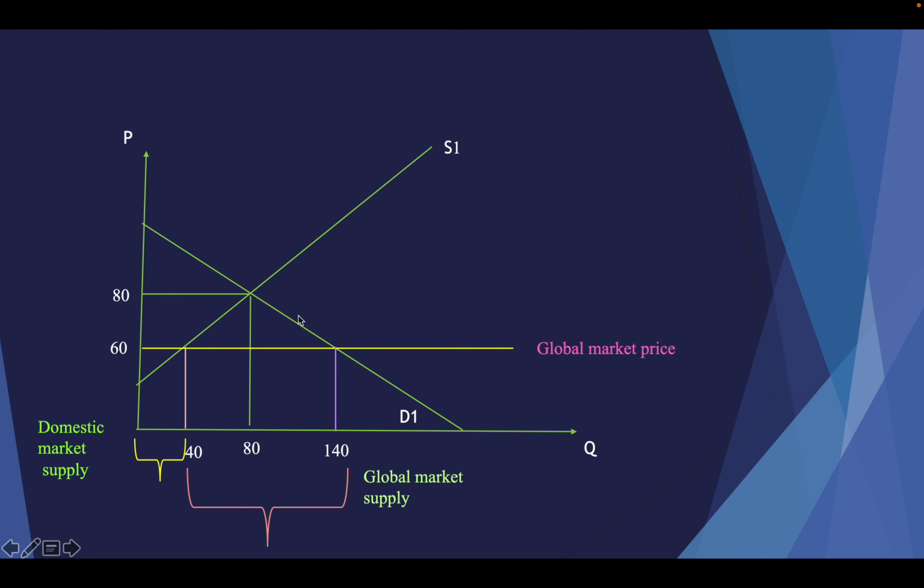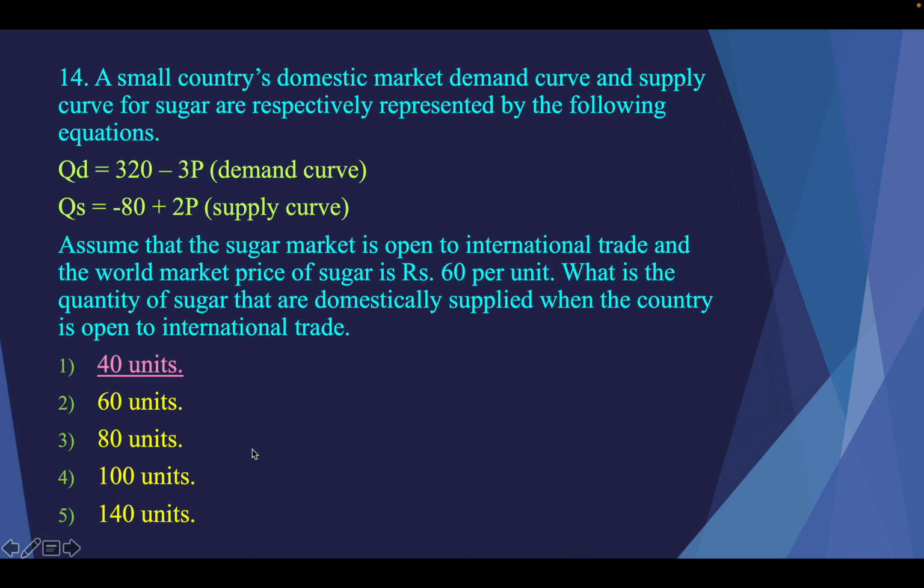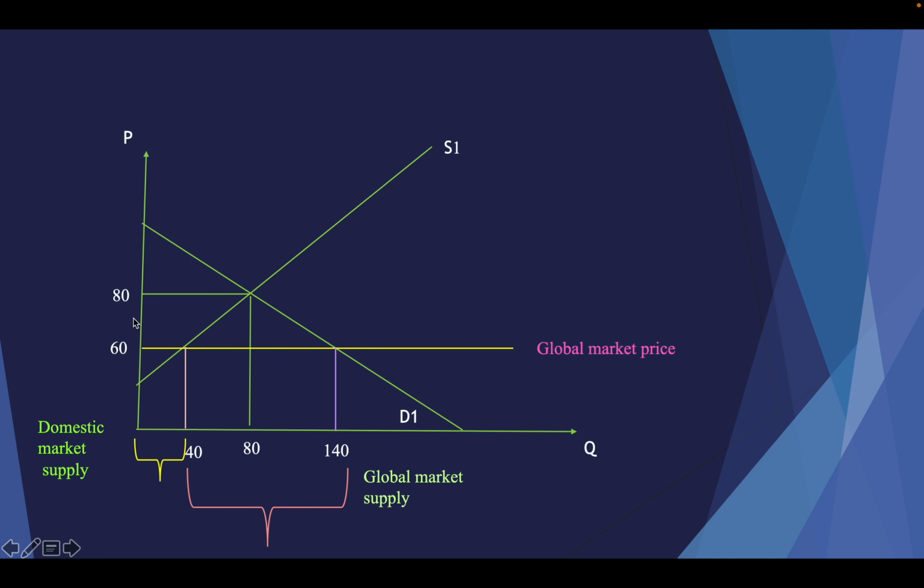So like this, I draw the diagram. It's easy to find all the things through a diagram. You can simplify everything and find the answer through this diagram. This is your QS supply, and this is your demand, and the equilibrium price is 80 and the equilibrium quantity is 80. Then they mention, assume the sugar market is open to international trade. Now the price of sugar is 60 per unit. Here this is the 60. This is the global market price, so it is parallel to the quantity axis.